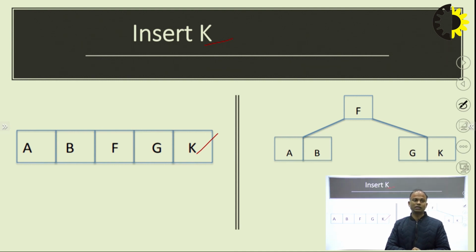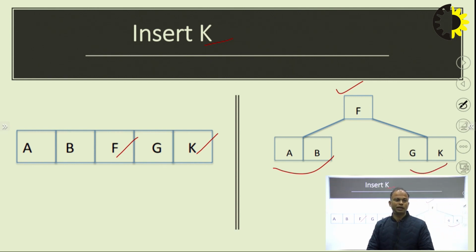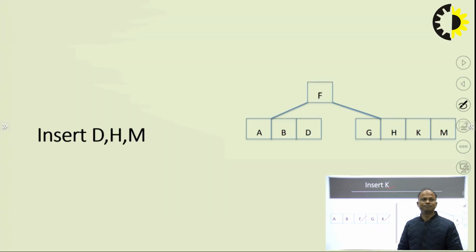Therefore, this node is split into 2 parts against the mid value. The mid value is F. So F will go up. F is here, and values smaller than F should be placed on the left-hand side. So these values are placed on the left-hand side, and values greater than F should be placed on the right-hand side. So we have placed G and K here. In this way we can insert K.